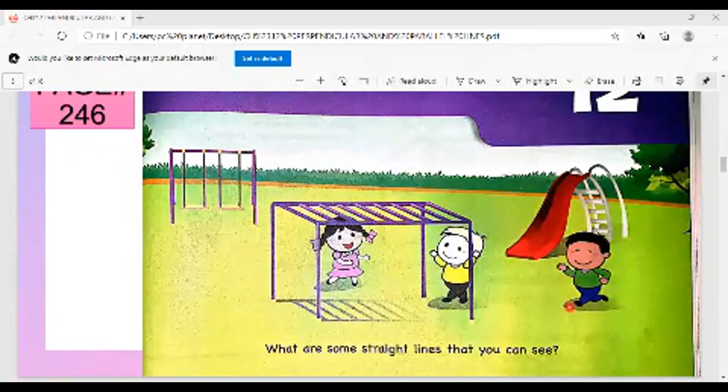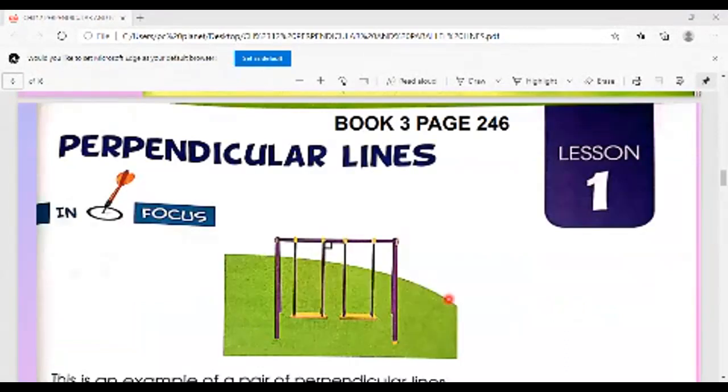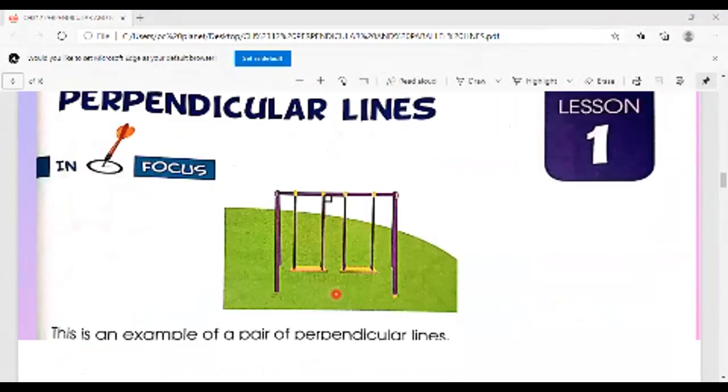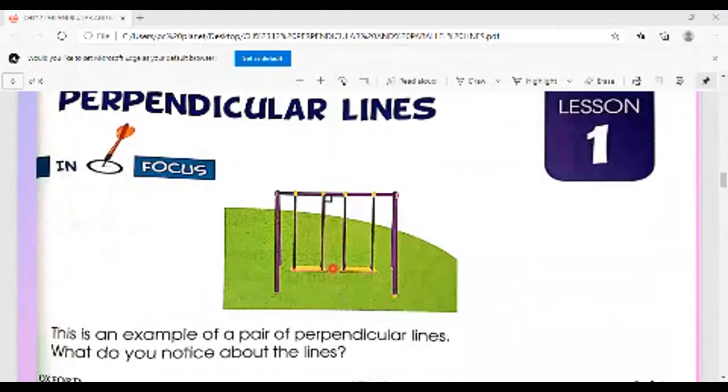Okay, on the same page, your teacher is now going to explain the basic definition of perpendicular lines. Just focus on the swings right now. That's why I was also telling you to just focus on the screen. And the question is that this is an example of a pair of perpendicular lines. What do you notice about the lines?